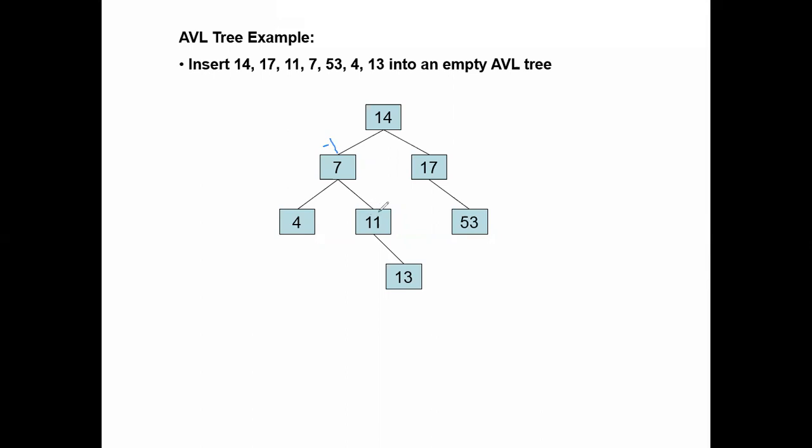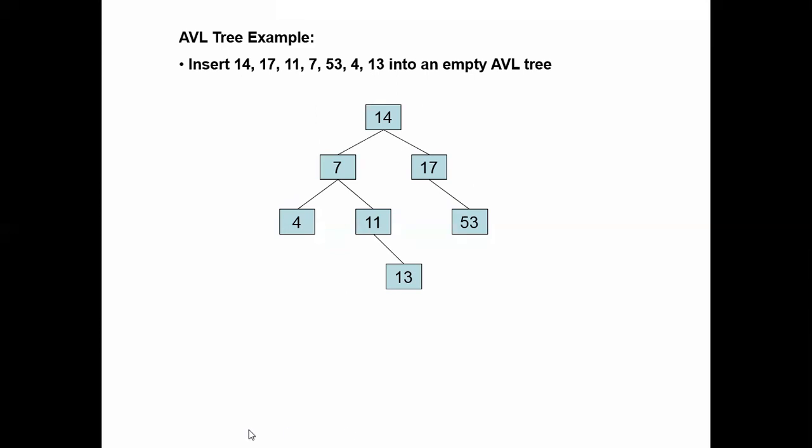For 11, that is 0 minus 1, again it is -1. This is 0. And what about this? This is again 0. And for 14, the heights are 3 minus 2, so again a balance factor of 1. This is again -1, and this is 0. So according to that, our tree is still balanced. Okay, so we have done it.